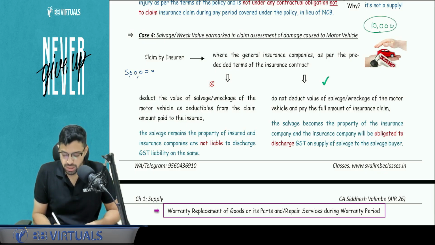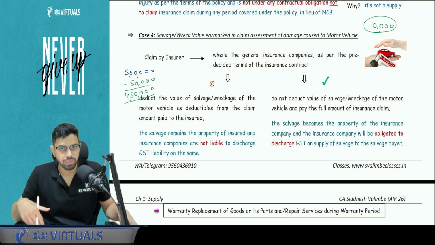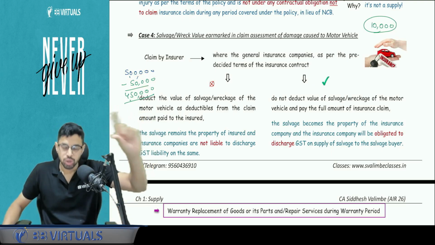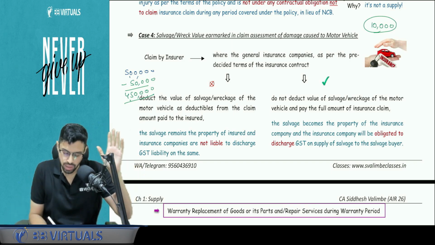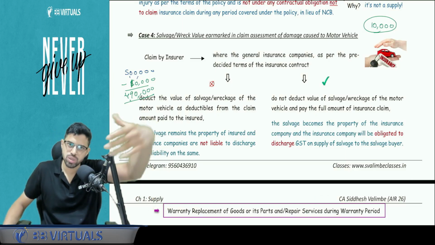Now suppose the insurance company deducts 50,000 from it, and pays me 4,50,000. What is the implication? What does this mean in reality? This means that the company is not buying this salvage value from me. Company says that Siddhesh, you keep the car. The car value is 50,000. The total claim was 5 lakh. Out of 5 lakh, oh sorry, for 10,000, right? For 10,000. So this will be 4,90,000. Yes. So whatever the claim, whatever the value is, you keep that. You sell it on your own.